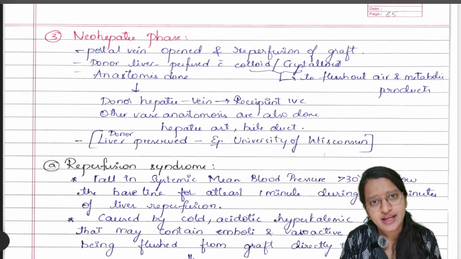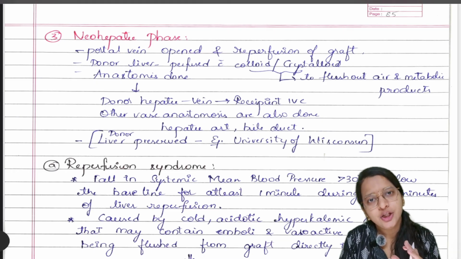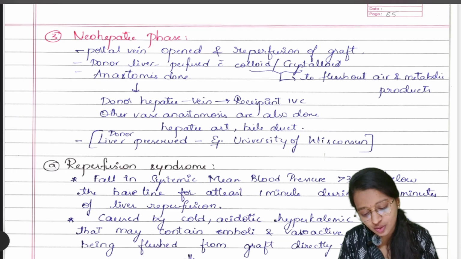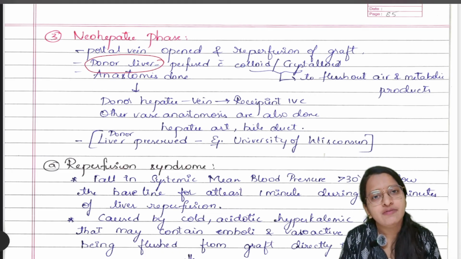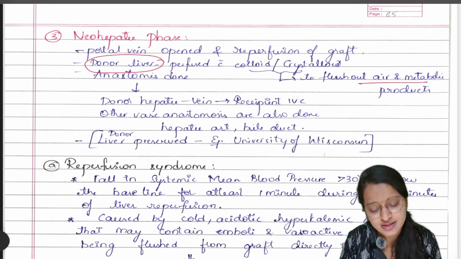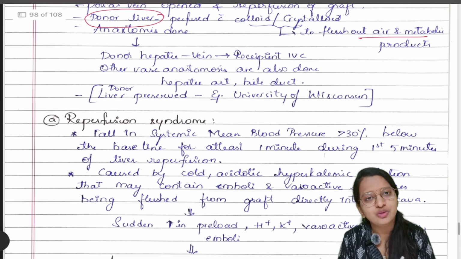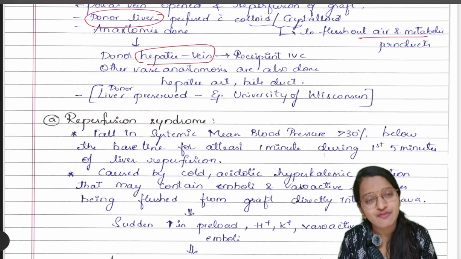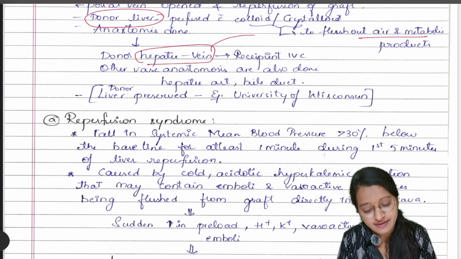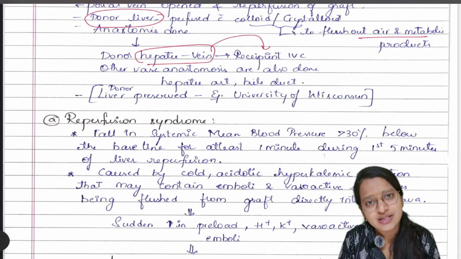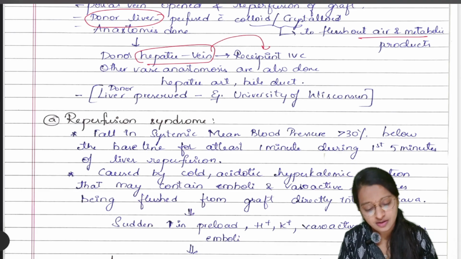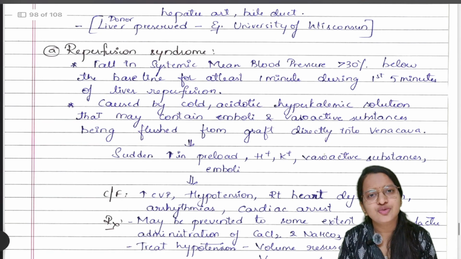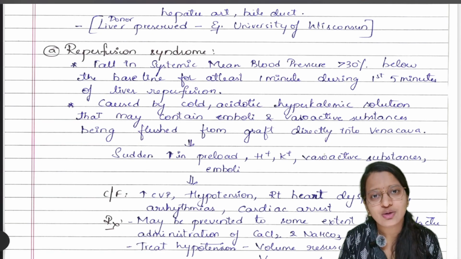Coming to the neohepatic phase, in this we are keeping the new liver in the patient, right? So there will be a donor liver which is perfused with colloid or crystalloid so that there will be flushing out of air and metabolic products. Okay. So then we'll do the anastomosis between the donor hepatic vein and the recipient's IVC. After this, other vascular anastomoses will occur. The preservation solution used will most commonly be University of Wisconsin.